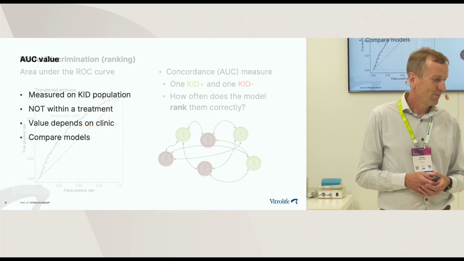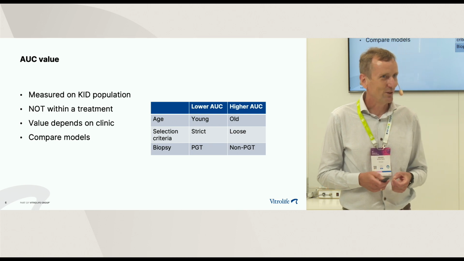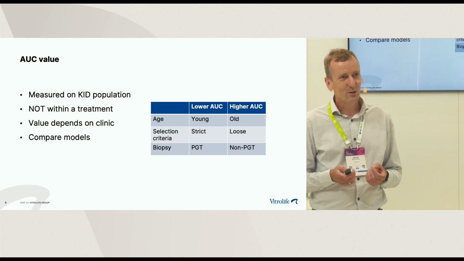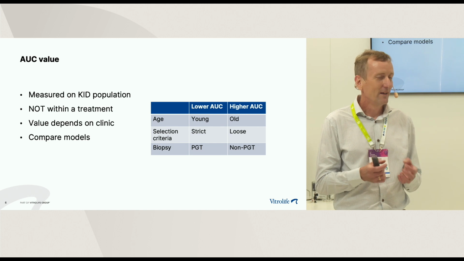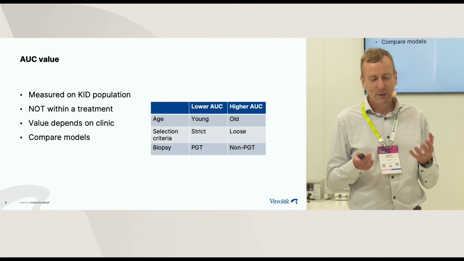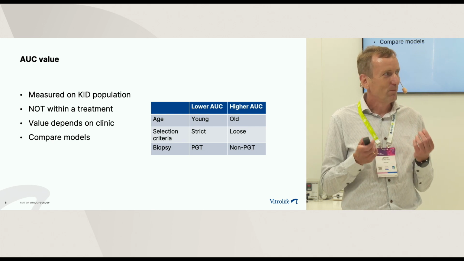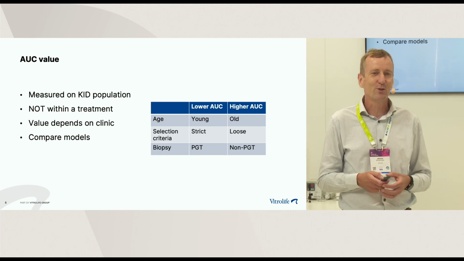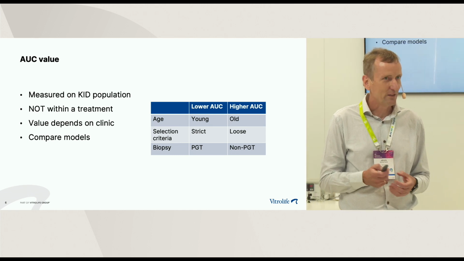What is maybe a bit more complex is the actual value. The concept is quite easy to understand, but the value is where it gets complex. The first thing you have to notice is that the AUC is calculated for the whole population of all transferred embryos. It is not calculated for individual treatments, although treatment is what is important. We want the model to rank embryos within treatments. But usually we won't have information on several transferred embryos from the same treatment, so it's not possible to calculate it for individual treatments. So we have to make do with the whole population of transferred embryos.